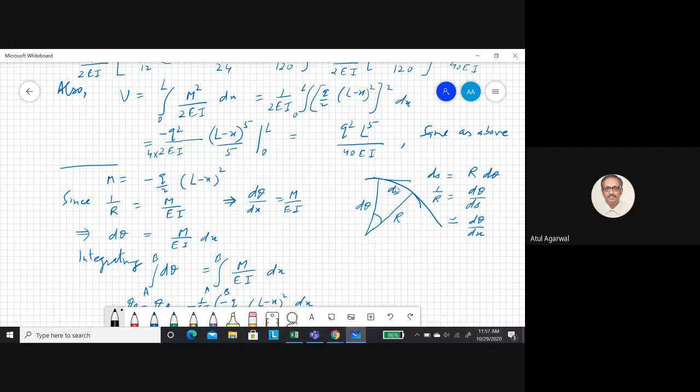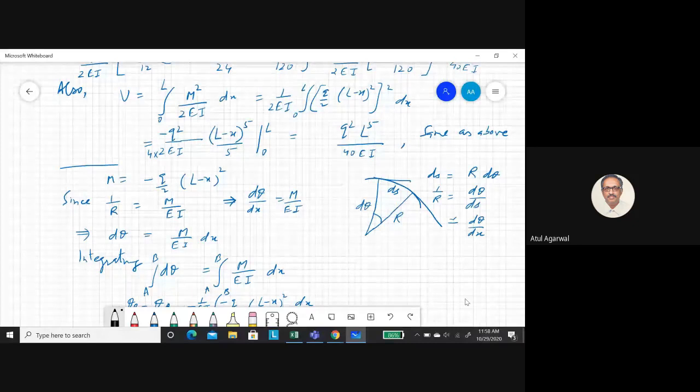So ds is equal to R d theta. Simple trigonometry, theta is in radians. So 1 by R becomes d theta by ds. If your rotations are small, ds is equal to dx, which I talked about earlier also. So this is roughly d theta by dx. So instead of 1 by R, d theta by dx is equal to M by EI. So you say d theta is equal to M by EI dx.